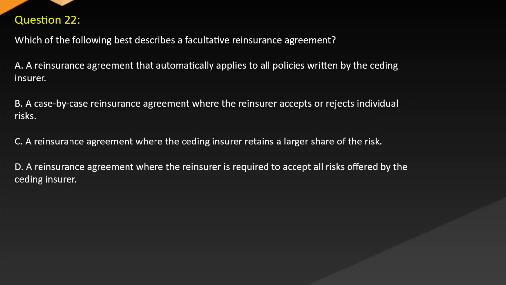Question 22. Which of the following best describes a facultative reinsurance agreement? A. A reinsurance agreement that automatically applies to all policies written by the ceding insurer. B. A case-by-case reinsurance agreement where the reinsurer accepts or rejects individual risks. C. A reinsurance agreement where the ceding insurer retains a larger share of the risk. D. A reinsurance agreement where the reinsurer is required to accept all risks offered by the ceding insurer.